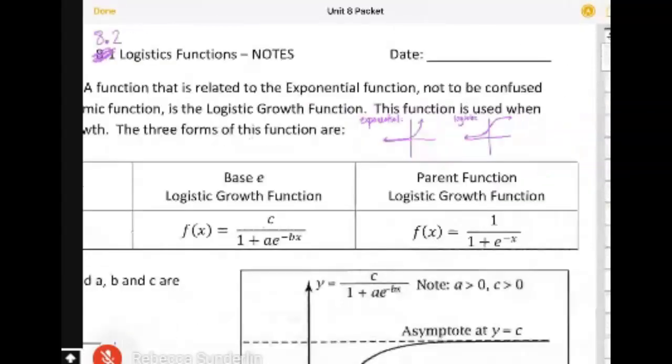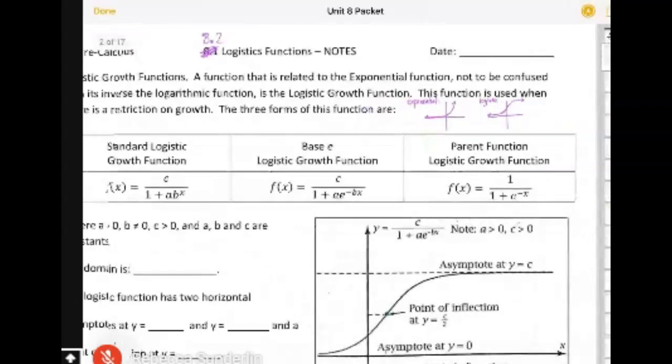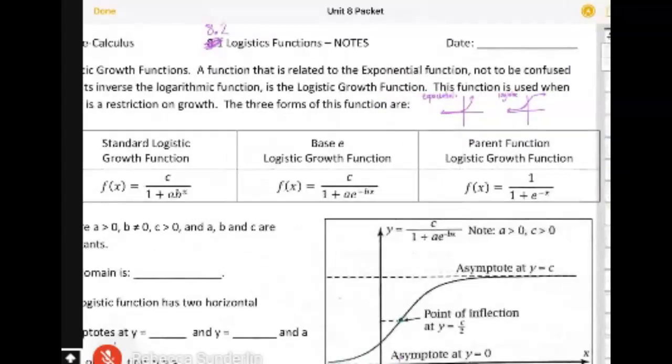All right. Okay, now there are 3 forms of this function. There's the standard logistic growth function. Then there is the base E logistic growth function. And then there is the parent function logistic growth function. So both the second 2 there have a base of E. Now we're going to get more into this in a minute. Well, I guess we could do it now. E, does anyone know what E is?